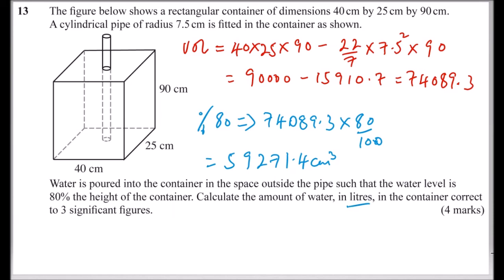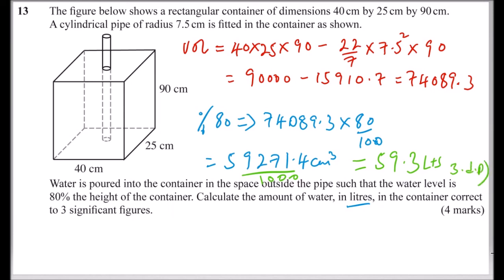Therefore, for us to do that, we divide this by 1,000, because one liter is equal to 1,000 centimeter cube, and that should give you 59.3 liters, because we are told to three significant figures. Three significant figures, you take 59.2, the next number is 7, so we add 1 to 2. We get 59.3.